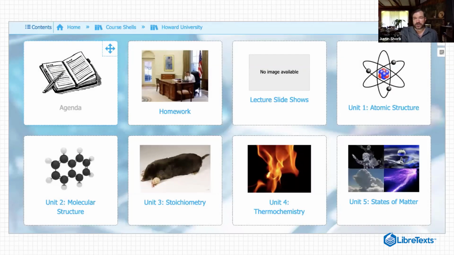There's also more diagrammatical ways. You could have it where your class actually has agendas and homework, slideshows from your lecture. Then you could separate your material by different units so it's easy to get to. This is not necessarily a textbook. It's kind of a hybrid between a course management system and a textbook. But really, that's okay. Your students have fewer places to go, and it reduces that cognitive load of learning things together.